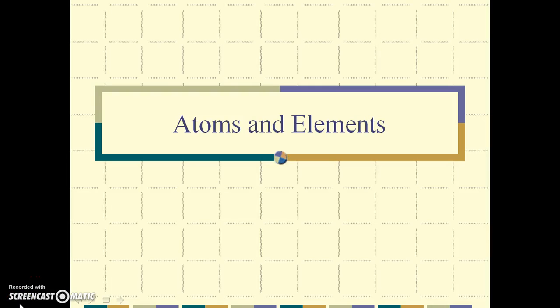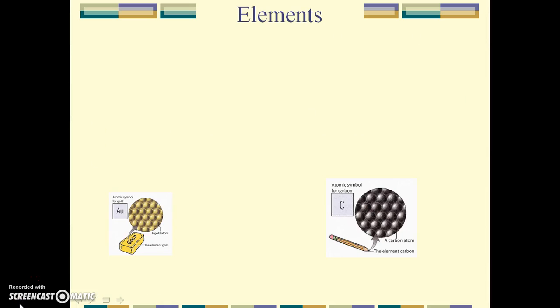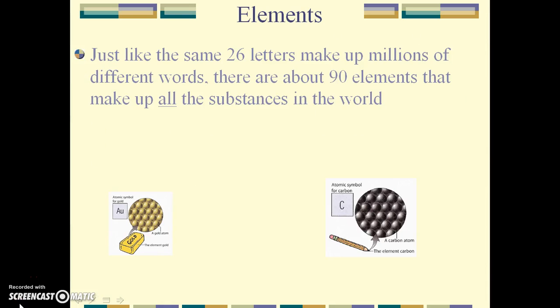In this video, we are going to be learning about atoms and elements. Just like the same 26 letters make up millions of different words, there are about 90 elements that make up all the substances in the world. So just like we combine different letters in different ways to make up words, these elements can all be combined in different ways to make up different substances.